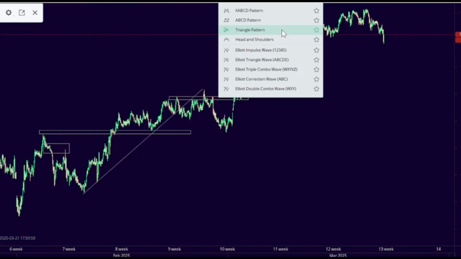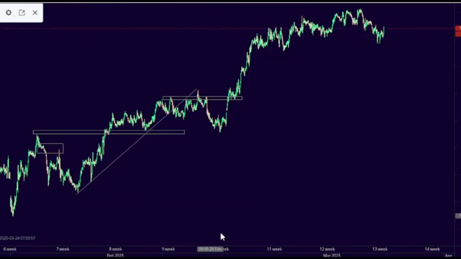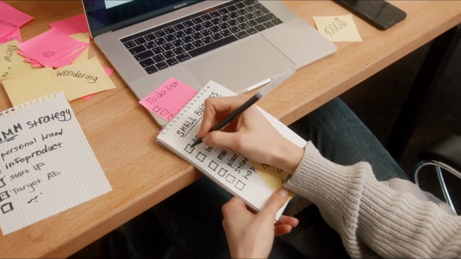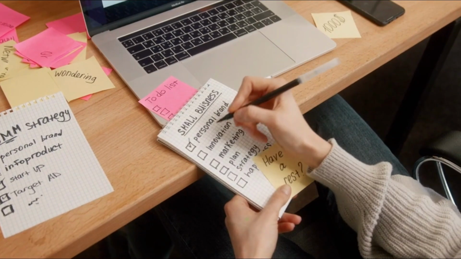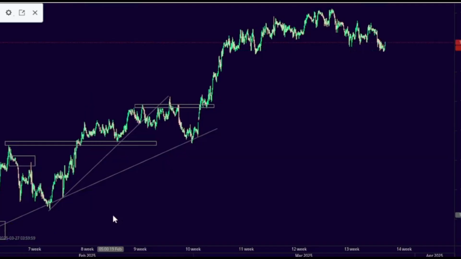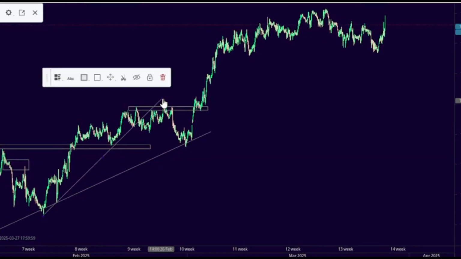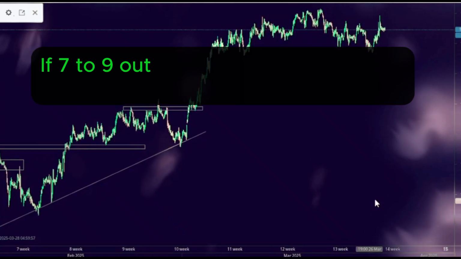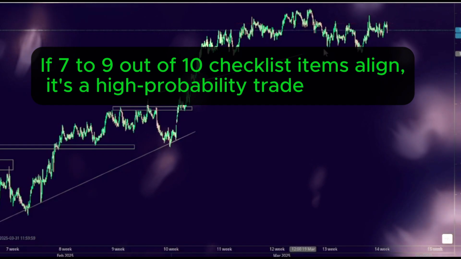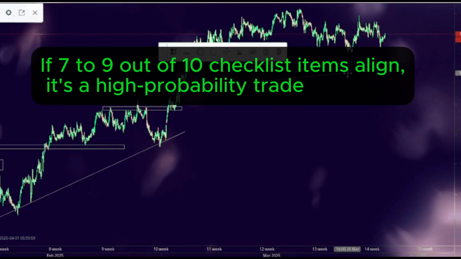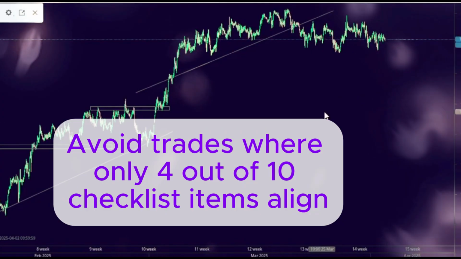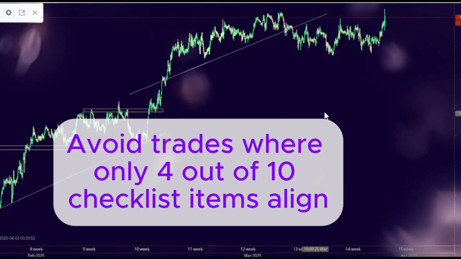So if you don't know how to identify a high probability setup, one of the ways to make it easy is by using a checklist. If your checklist has 10 items, and when you're about to take a trade, you notice 9 or 7 out of the 10 items align with your strategy, that trade becomes a high probability trade setup. But when, out of 10 items, what aligns with your strategy is just 4 items, such a trade is a low probability trade setup and you must avoid it.